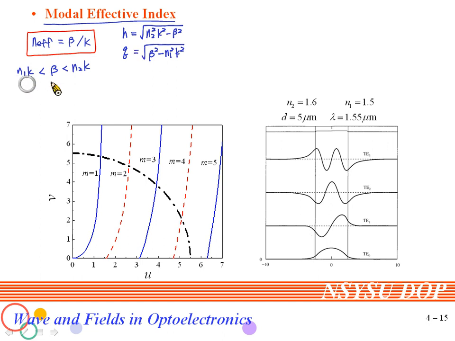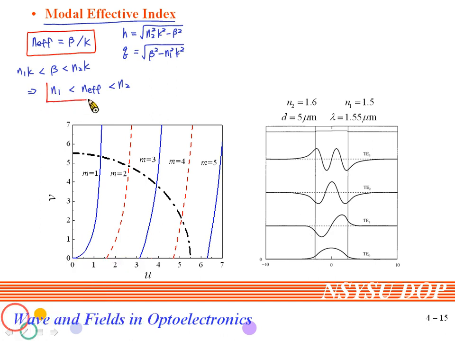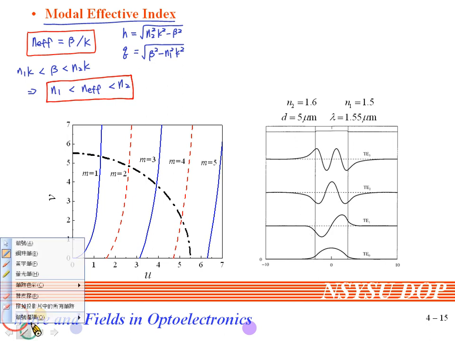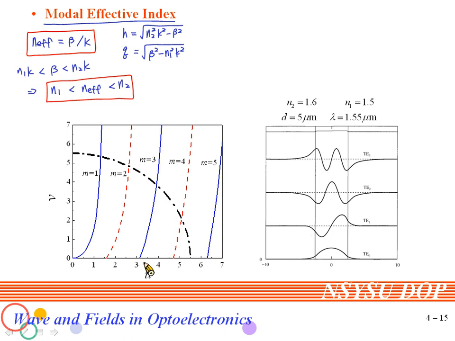And according to this condition and by the definition of the modal effective index, you can learn that NEFF will be smaller than n2, the core index, and larger than n1, the cladding index, for the guided mode on optical waveguides. This is the condition for the modal effective index. What is its corresponding physical meaning?